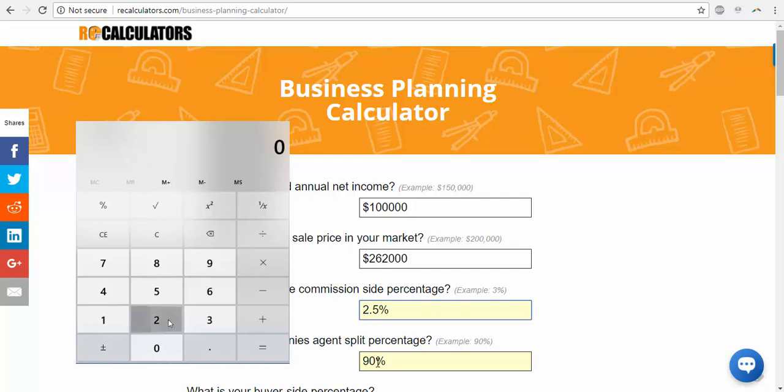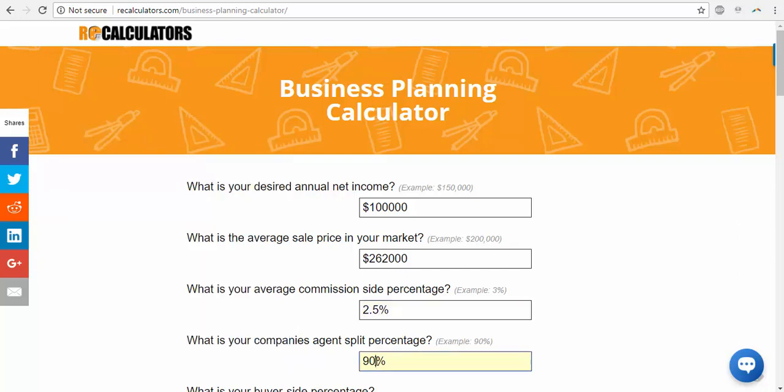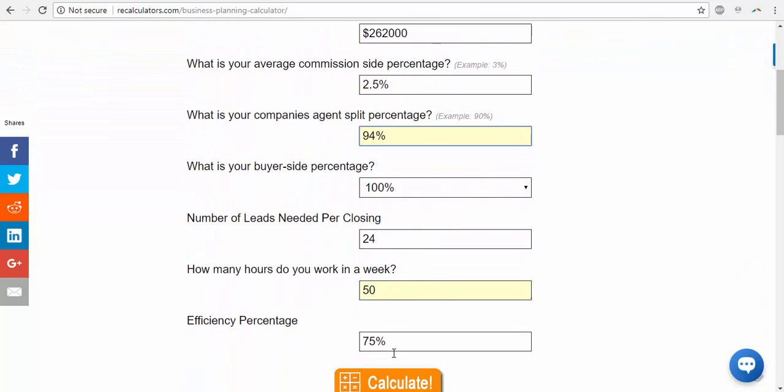So if 262,000 is your average home price times 2.5%, that means your average commission is $6,550, and 400 as a percentage of that is just over 6%. So we'll call it 6%. So what you'd want to put in that company agent split percentage is 94%. Okay. So then the next question is, how much of your business is buyer side business? And this could even be like, what do you want it to be?